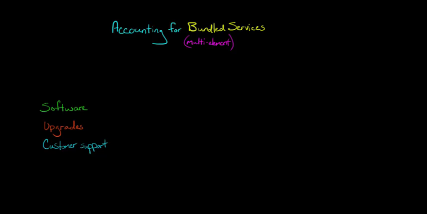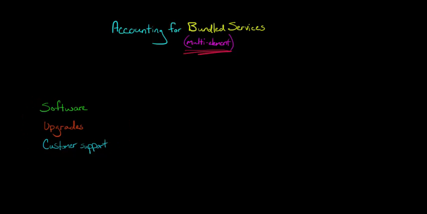In this video, I'm going to talk about how to account for bundled services, which are also known as multi-element transactions. This happens when you have a software company that sells a package deal that has, let's say, installation of software, some later upgrades, customer support. There might even be some training of employees. So you've got these different elements of this bundle that are being sold together as a package.